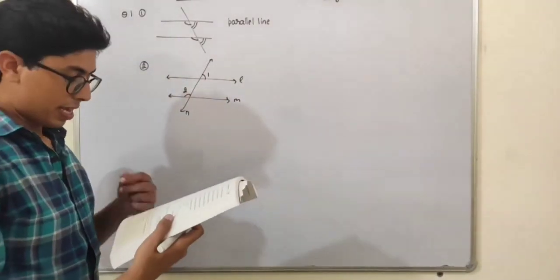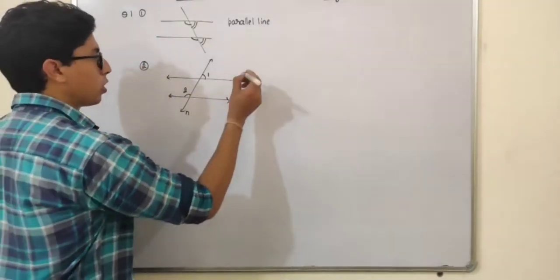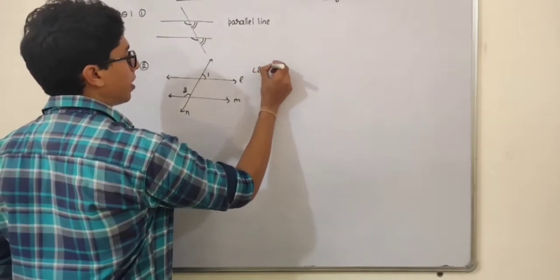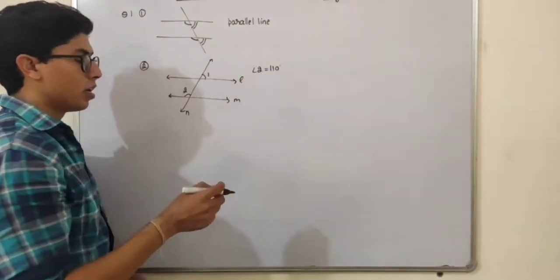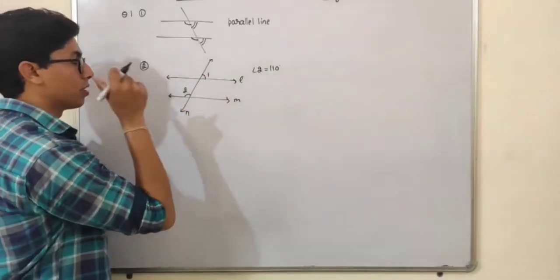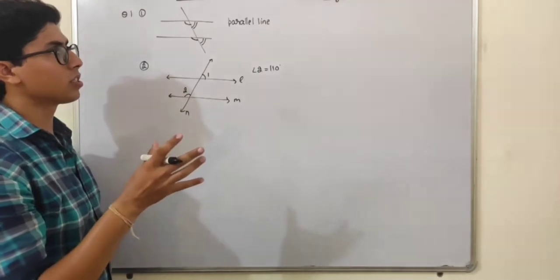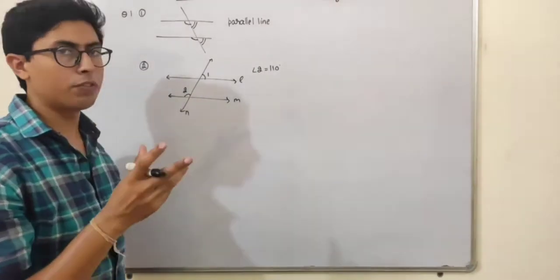And angle 2 is equal to 110. It is given in the question. Now, students, what we have to find is the value of angle 1. I have to find this angle 1. Before starting this question, let us talk about some of the properties.